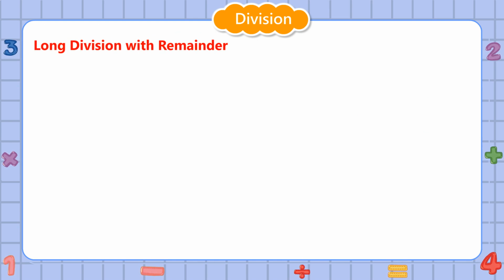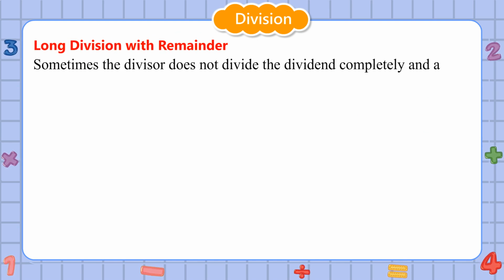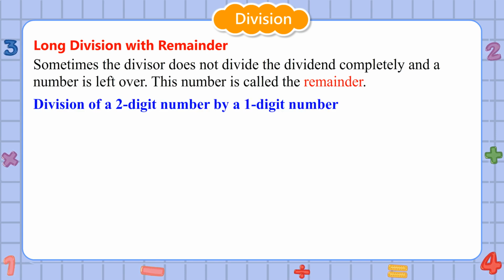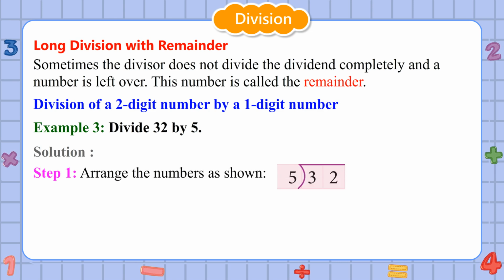Long division with remainder. Sometimes the divisor does not divide the dividend completely and a number is left over. This number is called the remainder. Division of a two-digit number by a one-digit number. Example 3. Divide 32 by 5. Solution. Step 1. Arrange the numbers as shown.